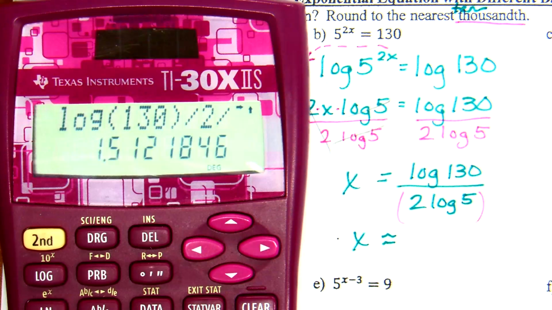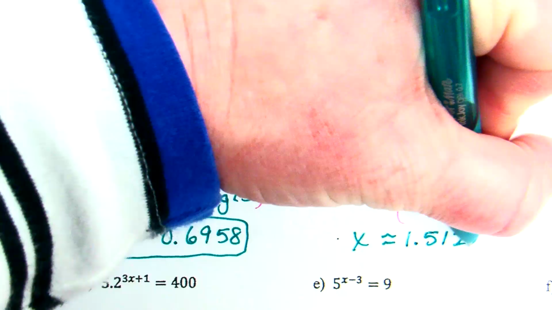1.5121 currently, but it goes up to a 2 because the 8 pushes it up. 1.5122 approximately. And here's the deal. You know Math Excel won't let you just leave it, so.